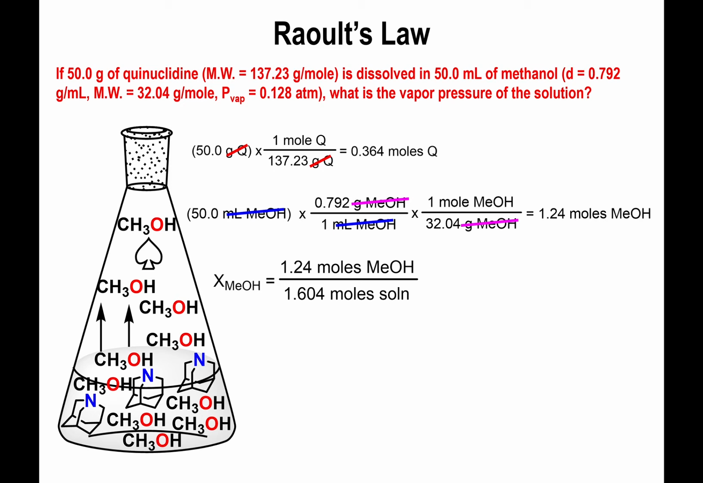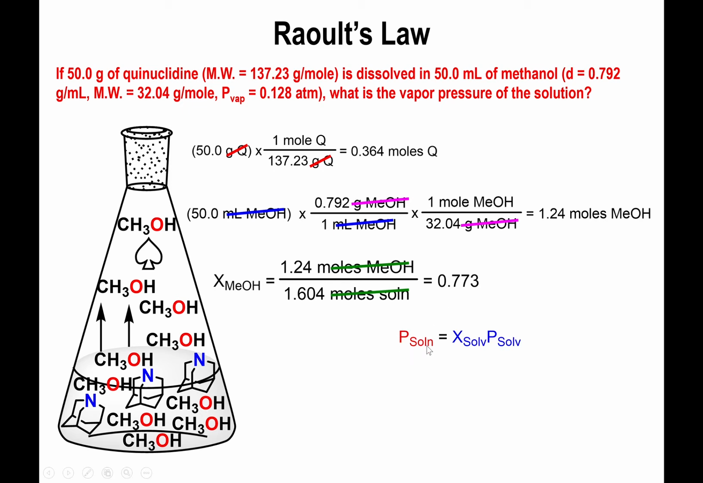Alright, now what we do is we calculate the mole fraction of the solvent. Okay, so we divide the 1.24 moles of solvent by 1.24 plus 0.364, which is 1.604. So divide 1.24 by 1.604, and you end up finding out the mole fraction of the solvent, which in this case is 0.773. Okay, now we get to use Raoult's law.